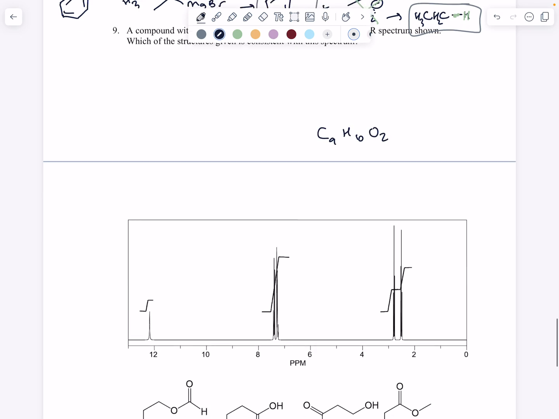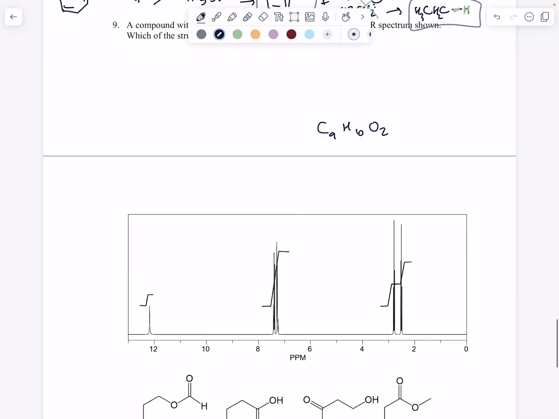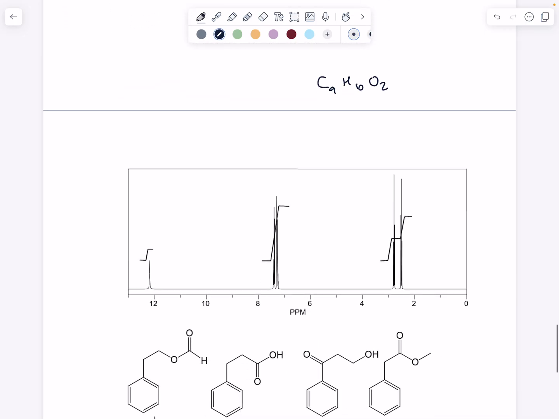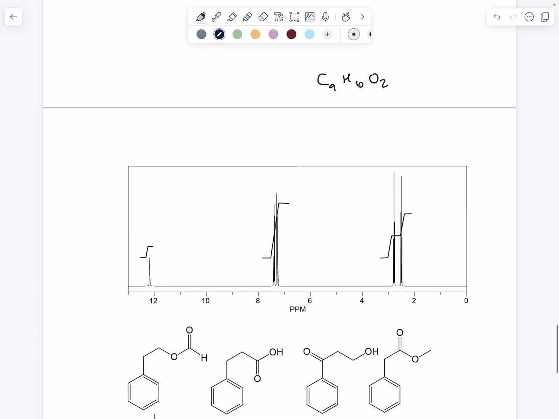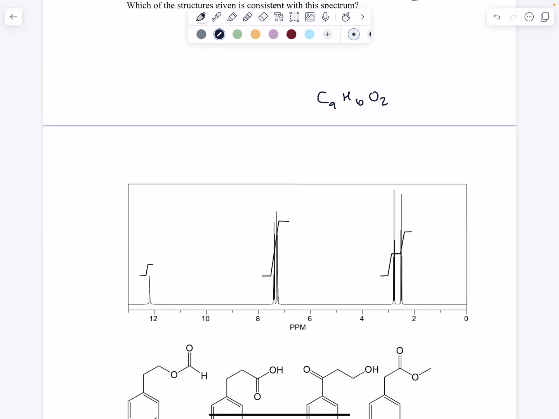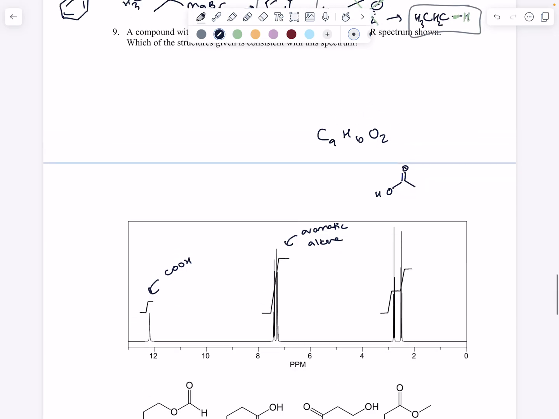Okay, so a molecular formula with the compound C9H10O2 has the NMR spectrum shown. Which of the structures given is consistent with this spectrum? So I mentioned before, I kind of look at anything above 6 to see what's important or if there's any distinct features. I'll say that this looks like an aromatic ring or an alkene. It's in the 6 to 8 region. And this, I'm confident, is a carboxylic acid. So I'm just going to go ahead and say I definitely have a carboxylic acid, and I definitely have some double bonds happening here. Okay?